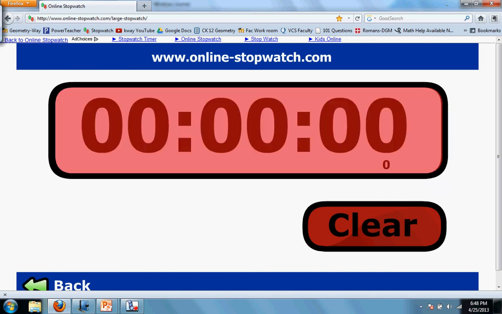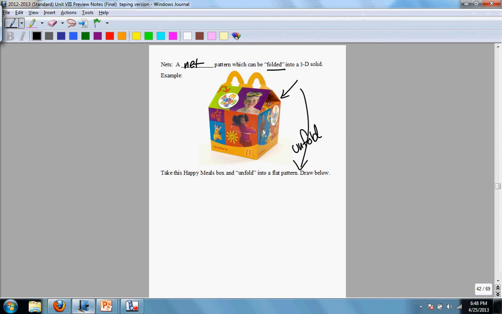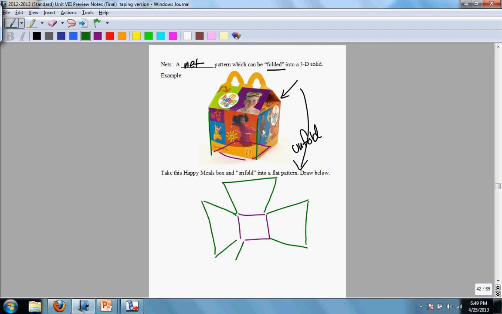Let's see how you did. So imagine the bottom of the box first. And then you have the sides of the box, and they are slightly angled, ever so slightly. So there's your four sides.